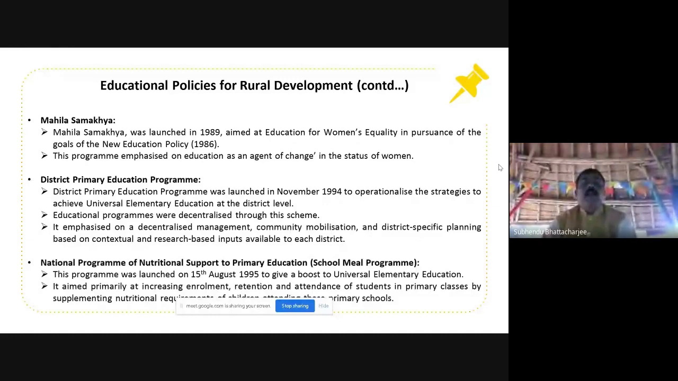Then you could remember the DPEP program was started in 1994, to operationalize the strategies to achieve universal elementary education at the district level with special focus on rural areas. Educational programs were decentralized with the involvement of panchayats, and the role of panchayats increased in monitoring the schools. It emphasized decentralized management and community mobilization, because earlier schools and teachers were not accountable to the community, but DPEP brought the component of community mobilization, district-specific planning and micro-planning, based on contextual and research-based inputs available to each district. And the nutrition program was started at that time because it was felt that mostly children were coming hungry to school.